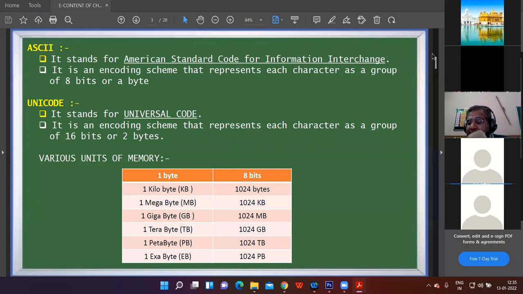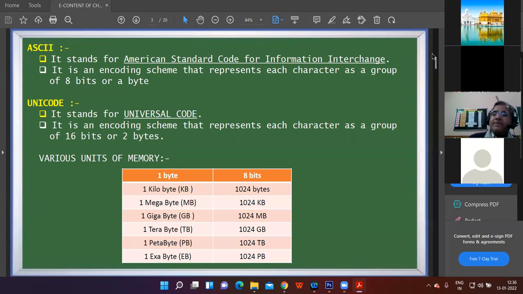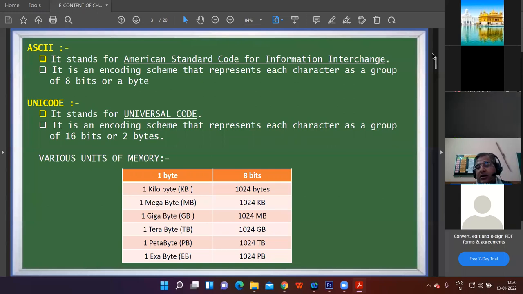Features of primary memory: it is also known as main memory or internal memory. It is used to hold data and instructions during processing. Okay. It is temporary in nature. It is volatile in nature. There are two types of primary memory, RAM and ROM. Okay, what is the full form of RAM?